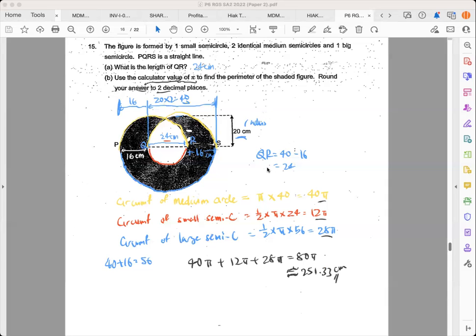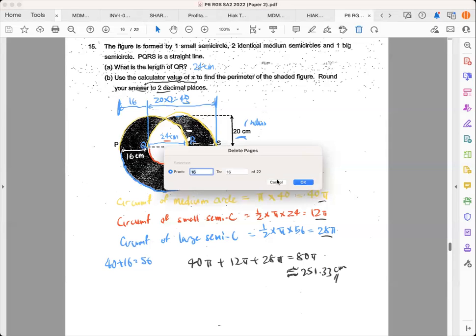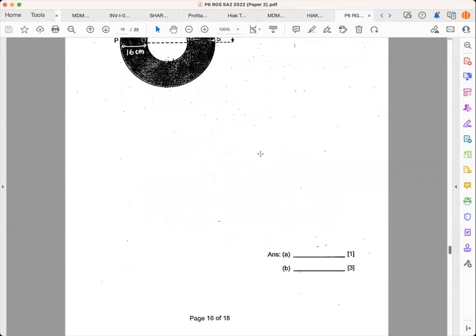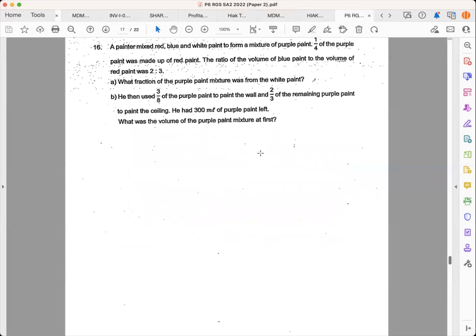Let's look at question number 16. A painter mixes red, blue, and white paint to form a mixture of purple paint. One quarter of the purple paint was made up of red paint. The ratio of the volume of blue paint to the volume of red paint was 2:3. So first, let's record the data.